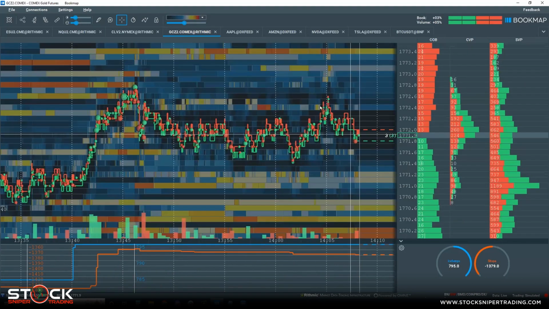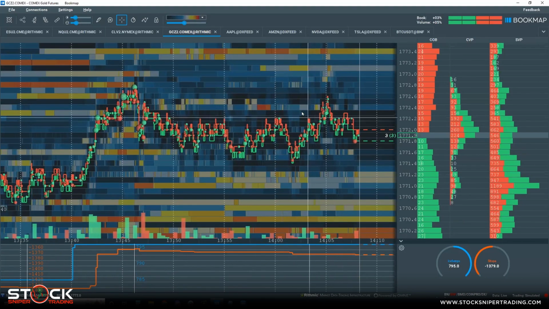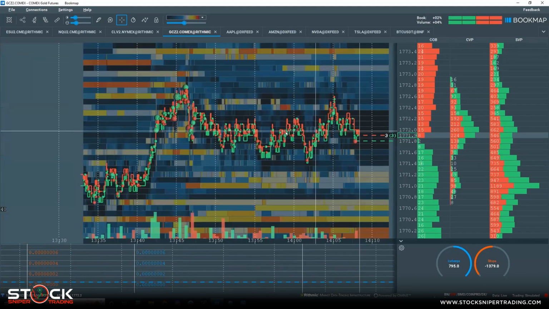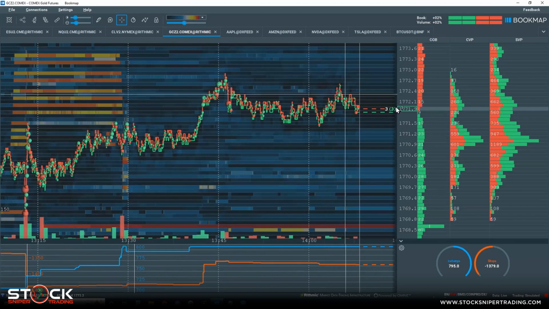Anyway, this thing is just being still rotational here. We're back in the middle of the range here. Another scenario, I mean, volume profile, guys.